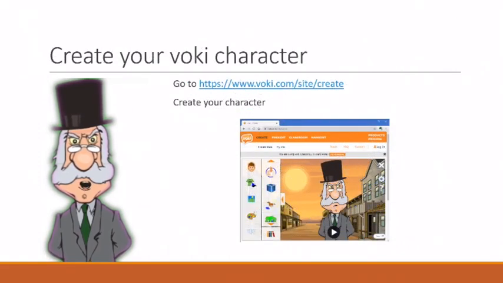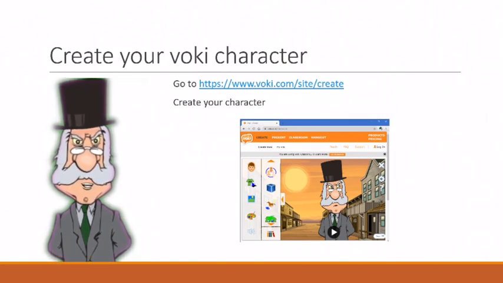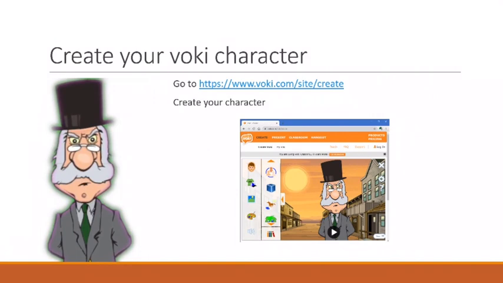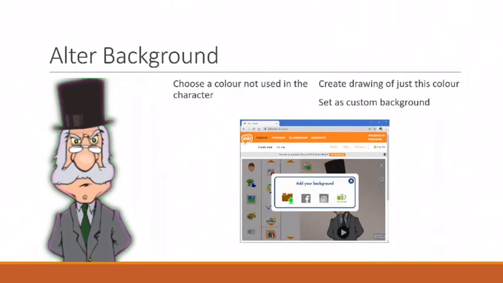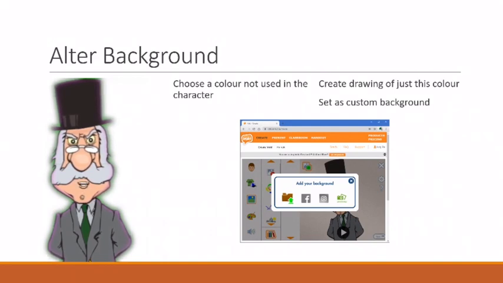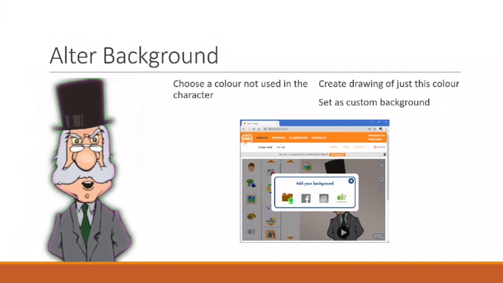I then went to the Voki website, which allows me to create the character. So in create mode, you can select the character you want, and I have chosen here the Scrooge character. I felt he looked a bit like a teacher from Victorian days, that's why. After I'd created the character, I've worked out a colour that's not used in the picture of the character, and then I've created a drawing just of this colour and set that as the custom background. This creates the green screen effect, which I'm going to need when I edit the videos later.